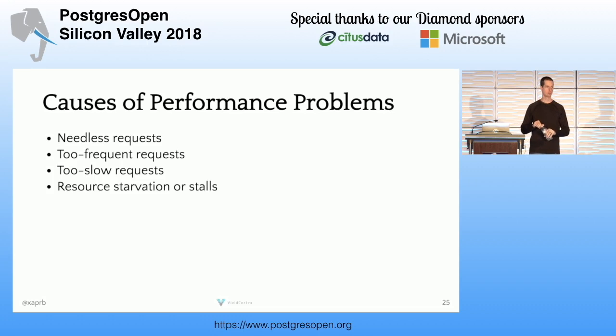So number one is you're doing work that shouldn't be done, or you're asking the system to do work that shouldn't be done. Number two is something is being done more often than it should be. The third one is that something is being done, but it's taking too long. And then the last one is that we have starvation or stalls that are causing things to be too slow.